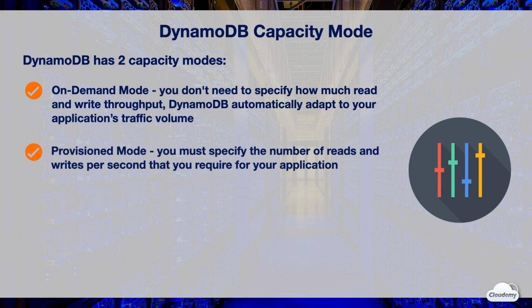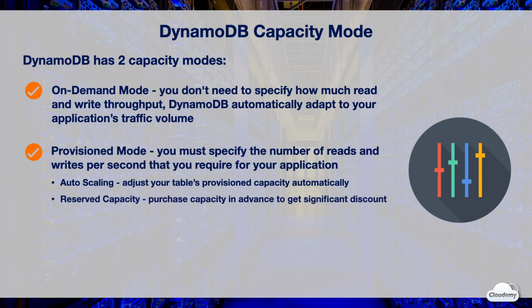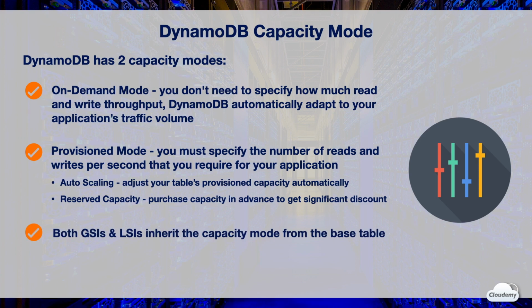With the provision mode, you must specify the number of reads and writes per second that you require for your application. You can also use auto-scaling to automatically adjust your table's provision capacity, in response to traffic changes. You can purchase reserved capacity in advance, and get significant cost savings compared to standard provision capacity rates. You can choose provision mode if you have an application with predictable workloads, or consistent traffic. When you choose the read-write capacity mode for the base table, both GSIs and LSIs inherit the capacity mode from the base table.